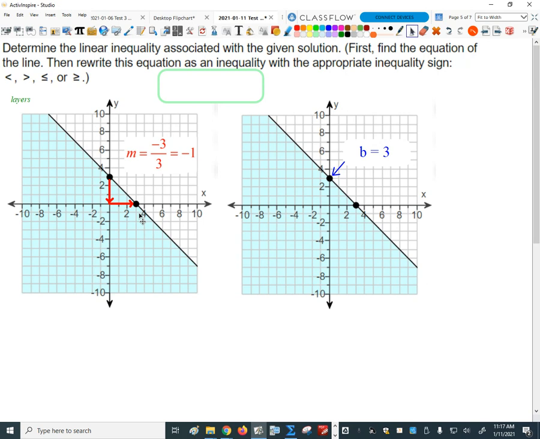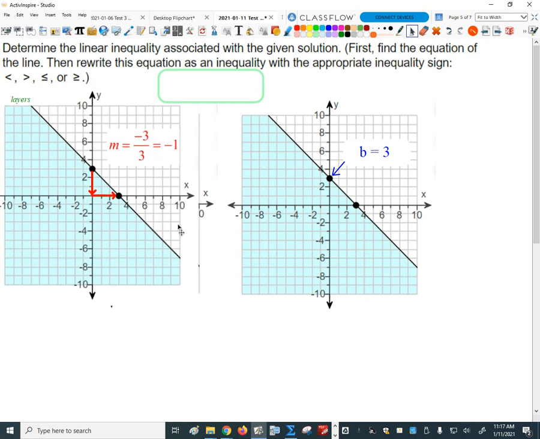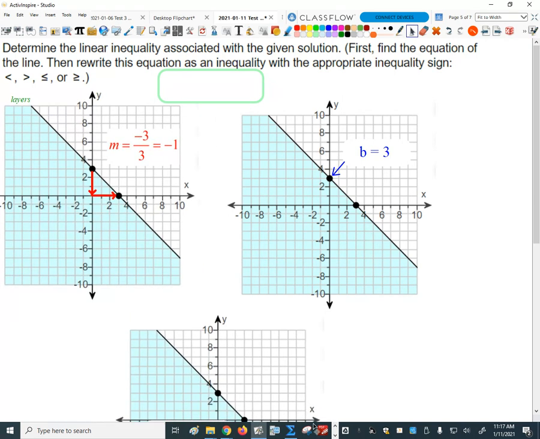I've got these 2 points, and we'll just make a slope triangle. That's what Melinda was doing. We rise by -3, and we run by 3. So my slope is -3 over 3, which simplifies to -1. Very good. And notice that we are shading below, right?